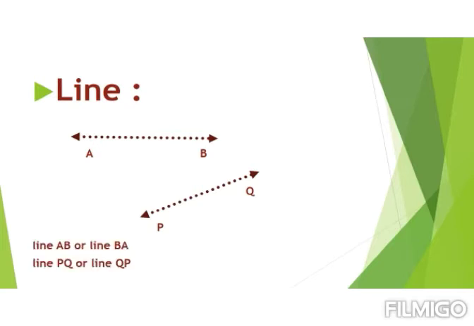Now we will see line. A line is a set of dots in a straight line. Here the line has two arrow ends. That arrow indicates that we can extend the line as much as we want or fill the edges of the paper. We can name the line any alphabet, that is A, B, P, Q and so on. We can write the name of the line as line AB or line BA, line PQ or line QP.